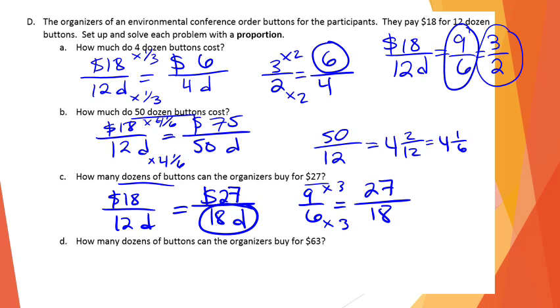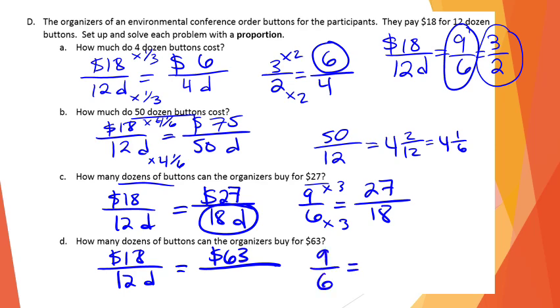And now last problem here, how many dozens of buttons can they buy for $63? So 18 over 12 dozen equals how many for $63? Again, I know that 9 goes into 63. I'm going to go back to that earlier ratio. So I know that 9 times 7 would make 63. So 6 times 7 would make 42. So I have 42 dozen buttons.